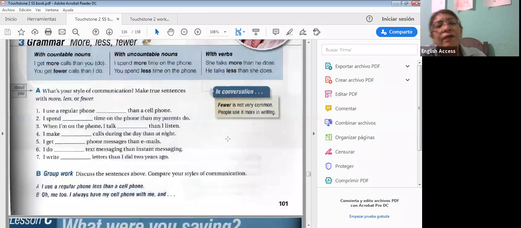Okay, now let's do exercise 8. It says, what's your style of communication? Make sentences, write more, less, or fewer. You're going to complete these sentences according to your personal information. You're going to use more, less, or fewer only, okay? Let's complete these sentences, please.